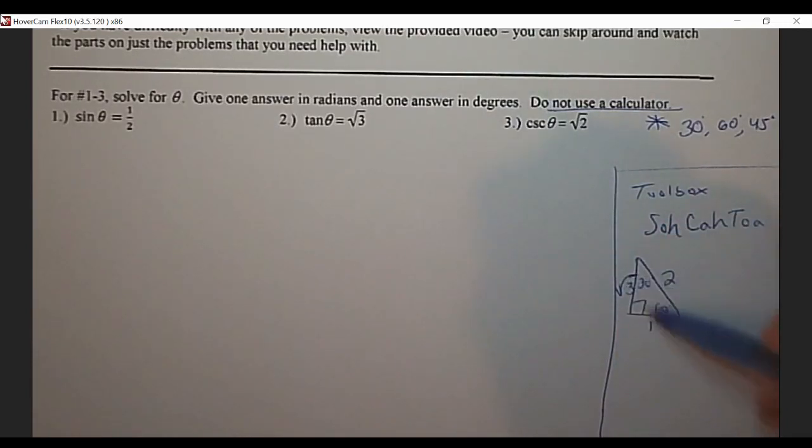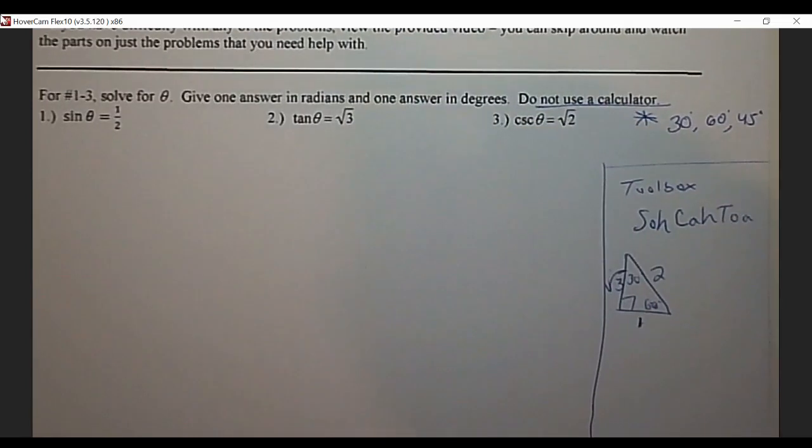And sometimes people swap the radical 3 and the 1, but remember which one's bigger, radical 3 or 1. Radical 3 is bigger than 1, right? So that means that the radical 3 has to be across from 60 because 60 is a larger angle. So since 1 is the shortest side here, it has to be across from the smallest angle.